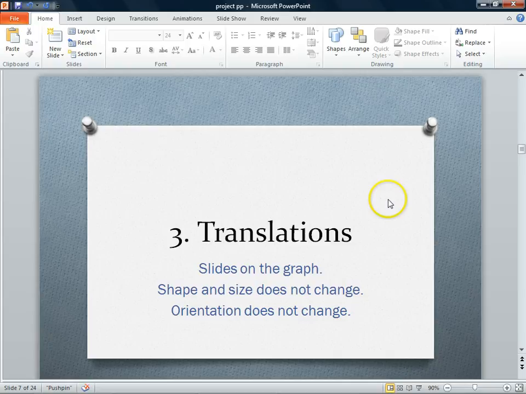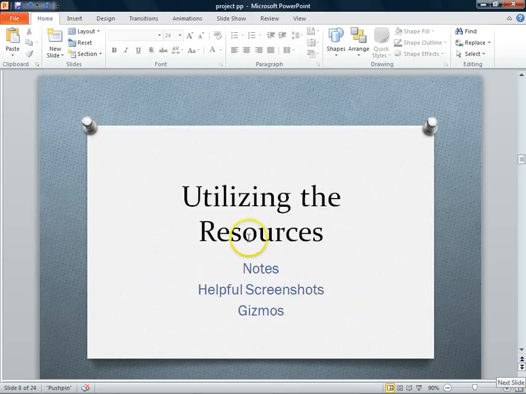For instance, if you were translating a triangle and the 14-degree angle was at the bottom of the triangle, after you translated that image, that 14-degree angle would still be at the bottom of the triangle. As far as utilizing our resources, we're going to look first at the notes.